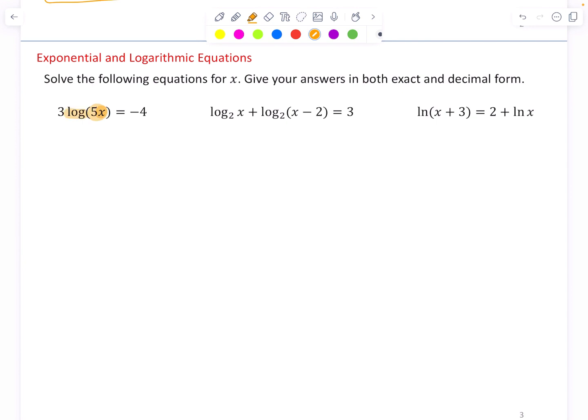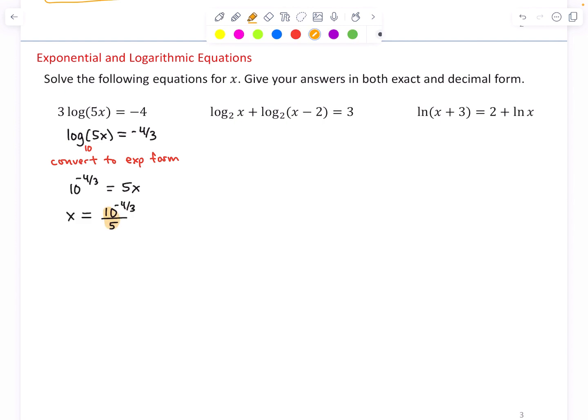In such a case, we begin by isolating the logarithm, so I'd recommend first dividing by 3, giving us log of 5x is equal to negative 4/3. Now keep in mind that this logarithm has no base written, so it is base 10. And now I'm going to convert to exponential form. So we do the base b raised to this exponent would be equal to 5x. And then the final step is to divide by 5.